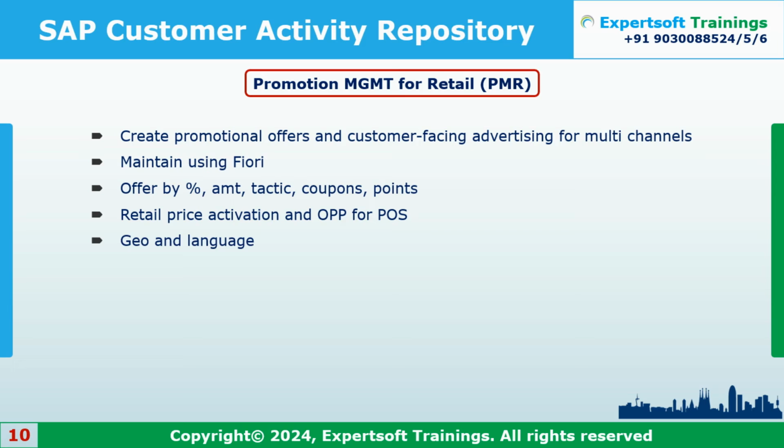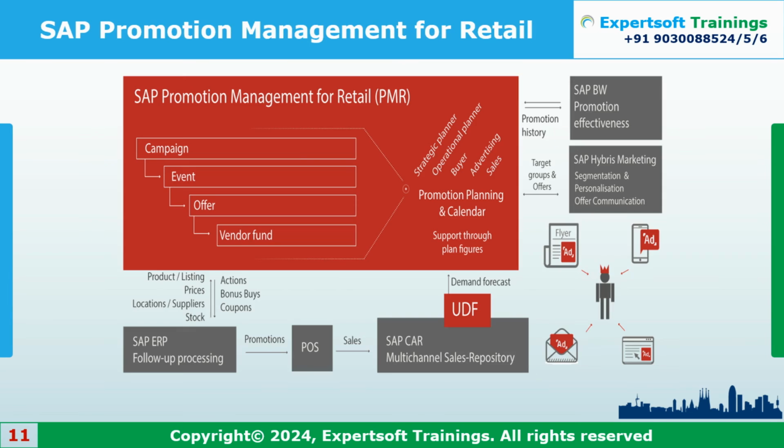So OPP is omnichannel promotional pricing. So we can have a different pricing also for promotions. So that can also happen. Yeah, so that happens within promotion management in retail, in CAR. So yeah, this is how the process happens. You create a campaign, you create an event, you create an offer, and sometimes your vendor funds your promotions, so you can get those things from your vendor also.